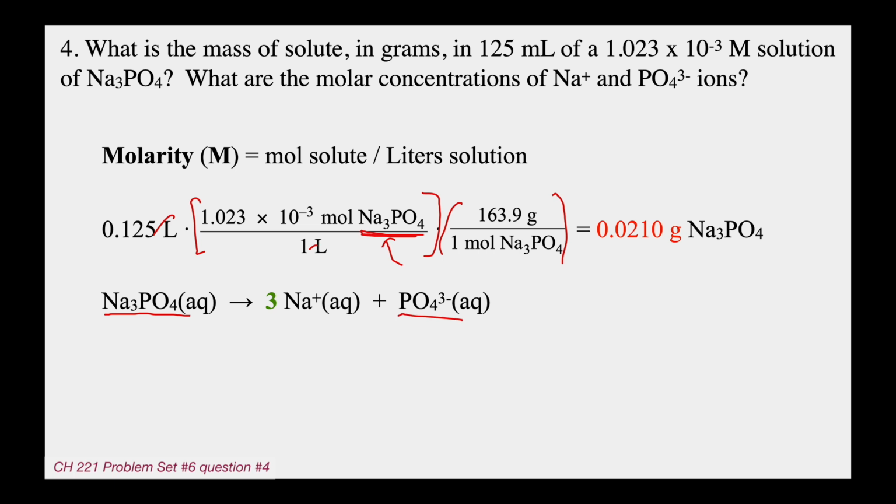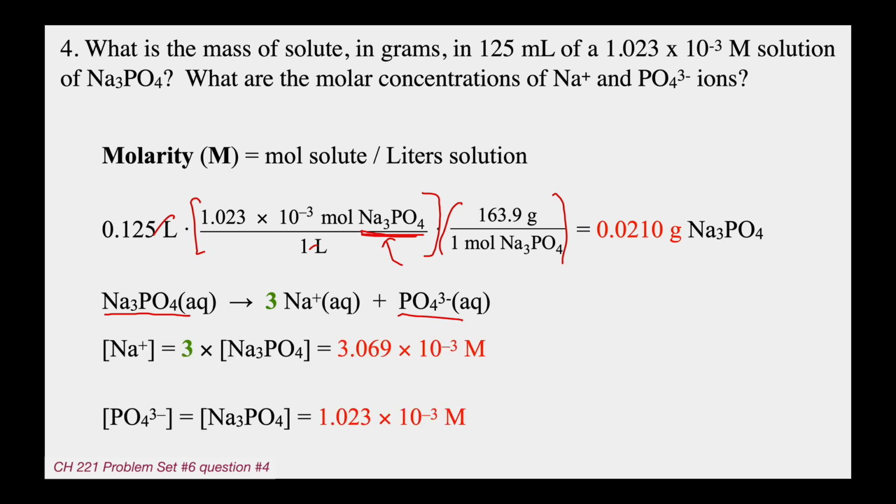So if I said 1 mole of sodium phosphate was dissolved, you would end up with 1 mole of phosphate. So the phosphate part is easy. Phosphate is literally equal to 1.023 times 10 to the minus 3 molar. But the sodium has a 3. So in water, you end up with 3 sodium ions per sodium phosphate. So if you want to find sodium, you've got to multiply the sodium phosphate concentration by 3.